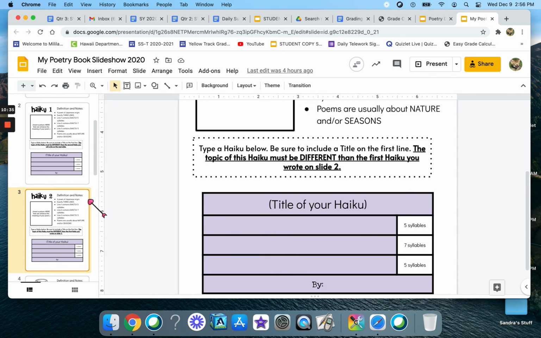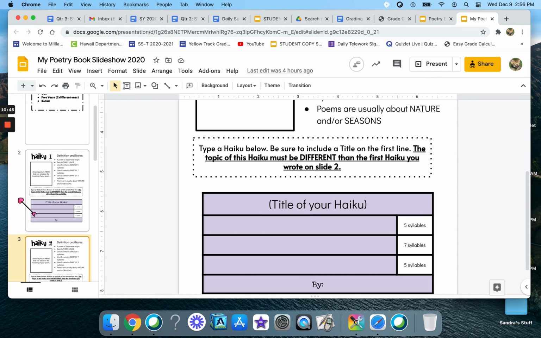Okay, so these two slides, slides 2 and 3, are what you have to complete today for homework. If you have any questions, like usual, you go see your language arts teacher in their office hours, okay, and they are more than willing to help you with this.